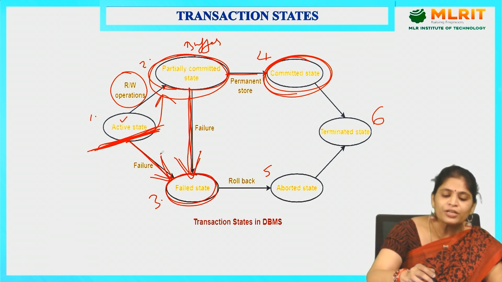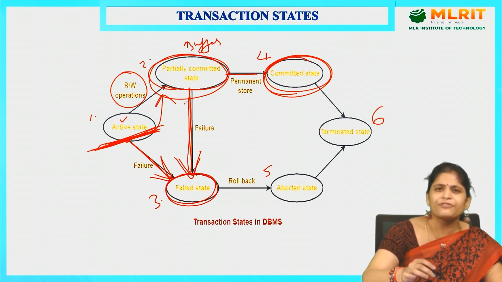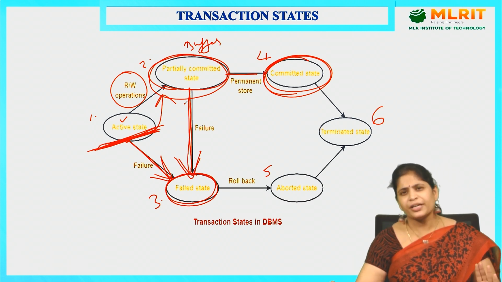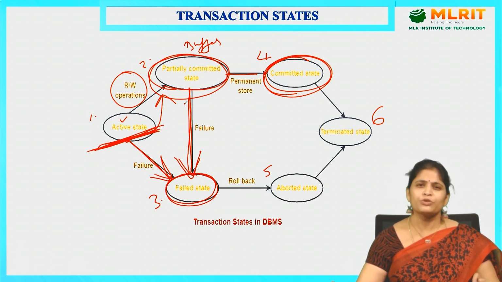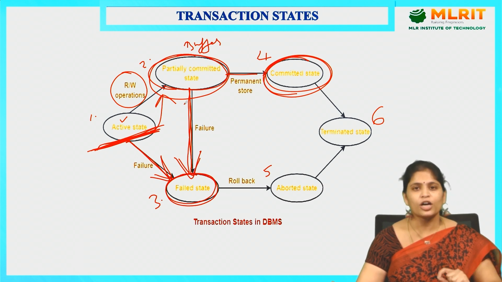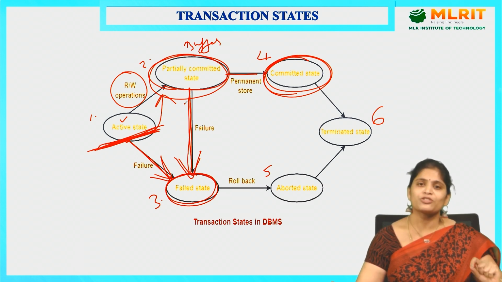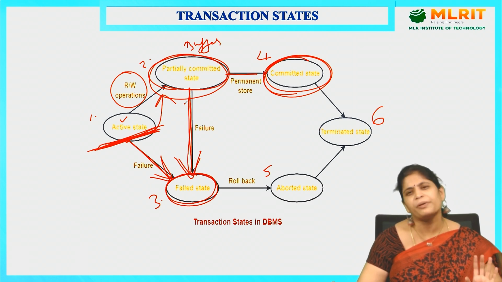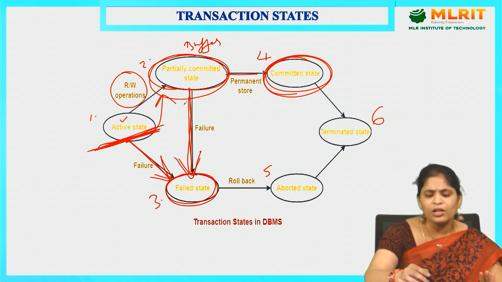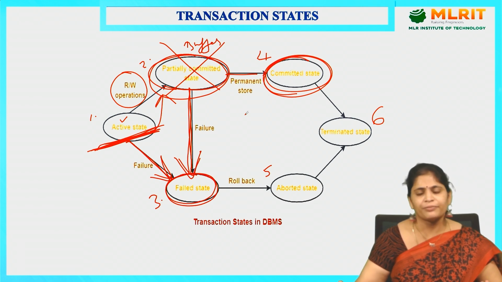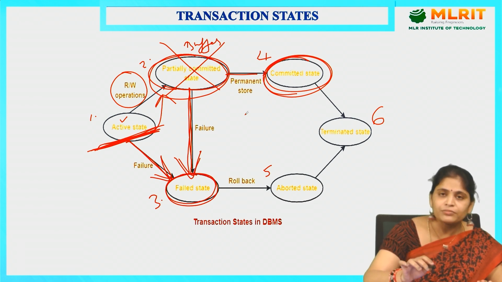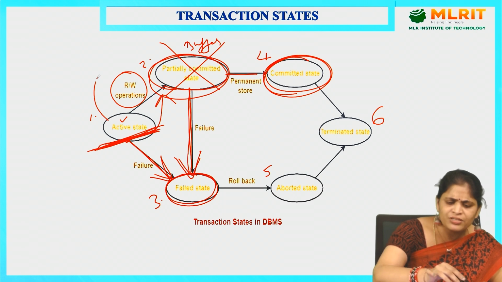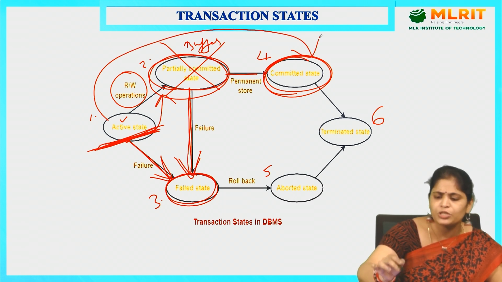Clear? So what is the purpose of the partially committed state? If we do transactions in the middle, or update the data, that will be done in the local buffer. Why? Because we must not disturb the original database. That is the main reason. Assume that this partially committed state is not there, and the transaction is directly communicating with the database.